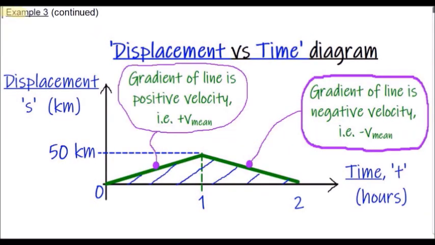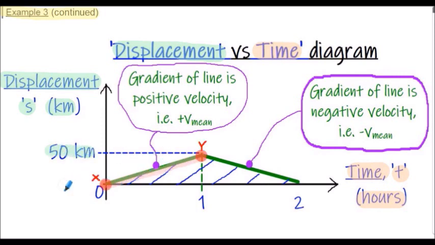Example 3, continued. Let's now consider a displacement versus time diagram. Here displacement is plotted on the vertical axis, again symbol S, unit the kilometre, time on the horizontal axis as before. But note this time a slightly different shape to the diagram. We commence from zero displacement as the train travels from station X through to station Y, and at station Y we have a displacement of 50 kilometres.